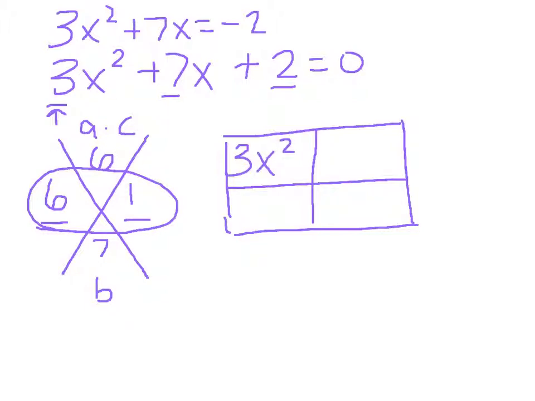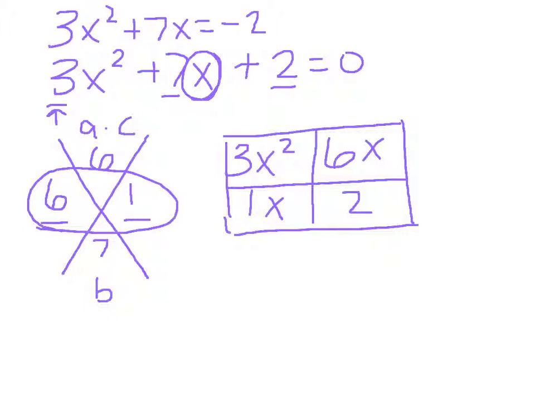So we're going to fill in. We're going to have 3x squared and 2, so it's always the first term and the third term. And then I'm going to put 6 and 1 along the diagonal, and I always look to what the variable is to see what it is that I'm splitting up into two parts. So I'm splitting up 7x into 6x and 1x.